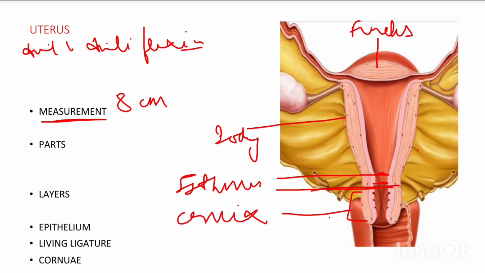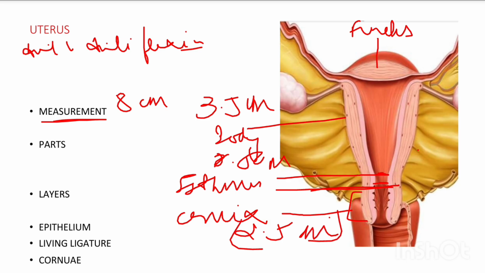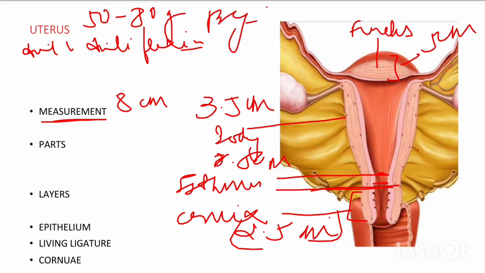Okay. Body is 3.5 centimeter. Isthmus is 0.5 centimeter and cervix is 2.5 centimeter. It is wide at the fundus, which is 5 centimeter. Its weight is 50 to 80 gram, and in pregnancy it is approximately 1000 grams.